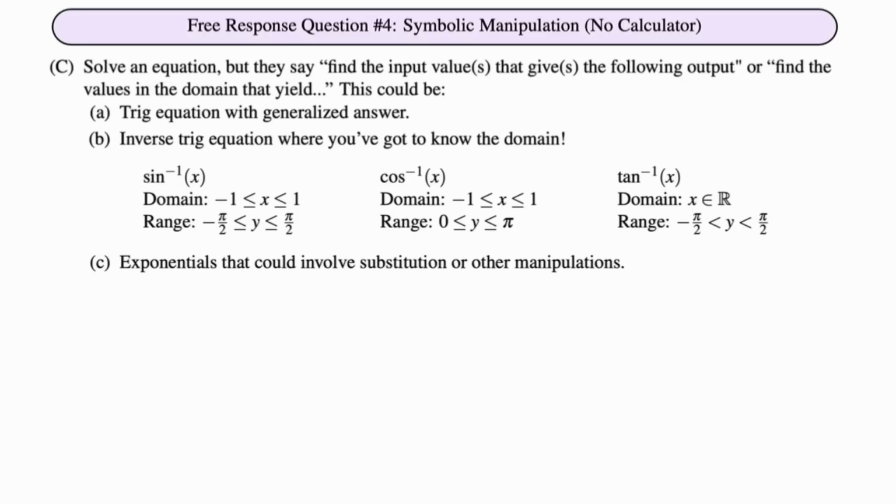I would say that for the last one, where they say find the input values that give the output values, or find the values in the domain that yield these values, whatever, it's probably going to be a trig equation that will involve inverse trig in some capacity, or an exponential that involves a substitution in some capacity. All bets are kind of off, but they are kind of hemmed in by these things. Make sure you know your inverse trig values, right? So memorize those. I draw these little pictures of the unit circle.